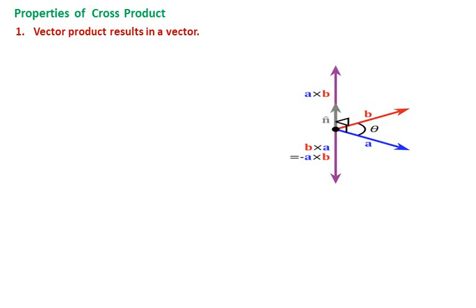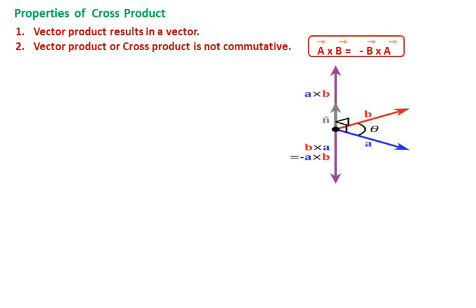Properties of vector product. Vector product results in a vector. Vector product is not commutative, meaning A cross B is not equal to B cross A. Rather, it is with a negative sign, as the sense of rotation in A cross B and B cross A will be reversed as shown in the diagram.